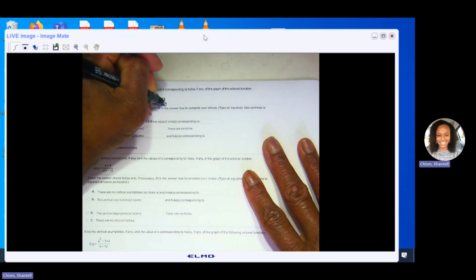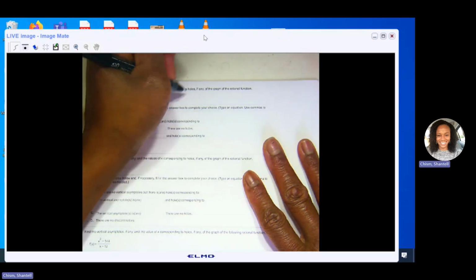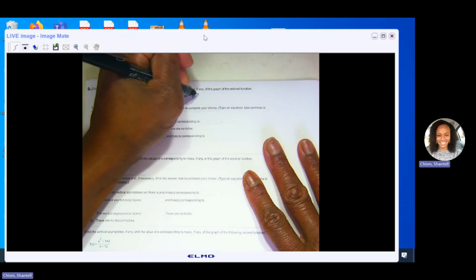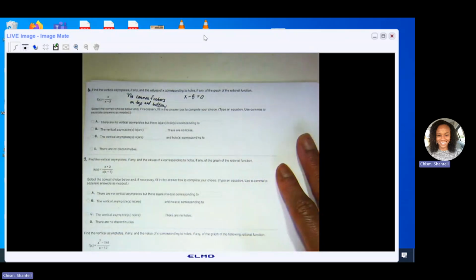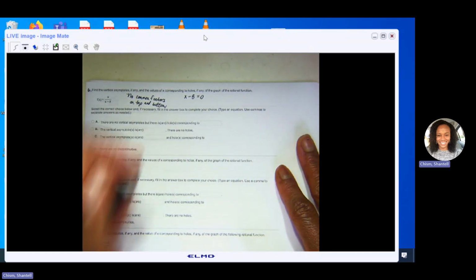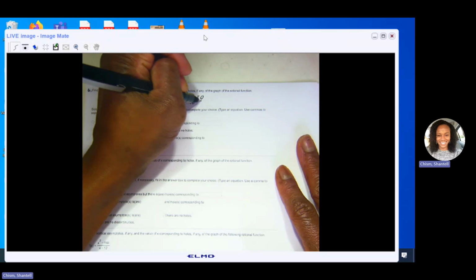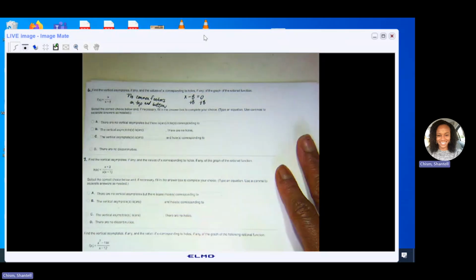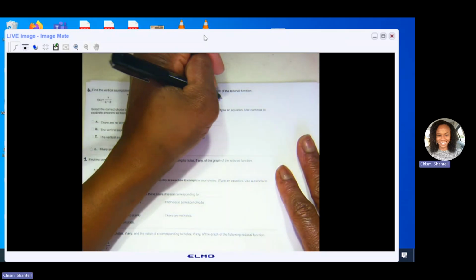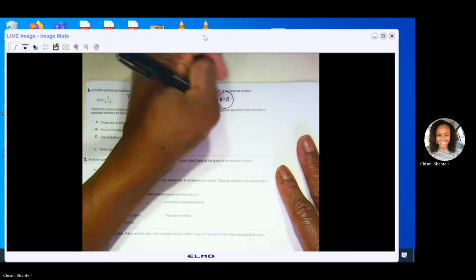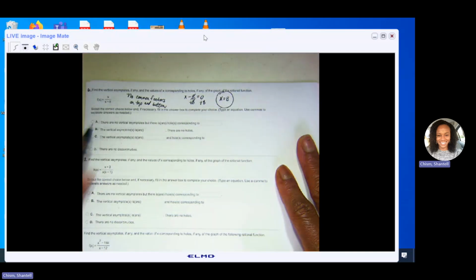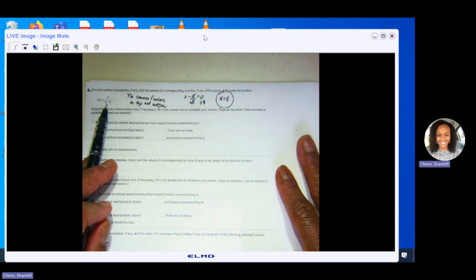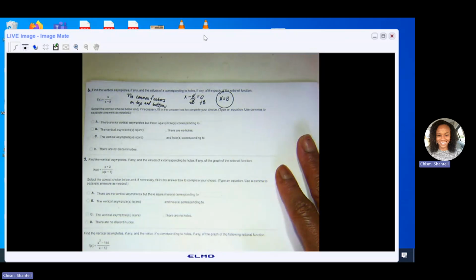So that means we go straight into looking at that denominator and setting it equal to 0 to solve. Okay, so x minus 8, we would add 8. And that gives us x equals a positive 8. That is the solution, the 0 to that denominator. So that is the vertical asymptote. So there is one vertical asymptote.